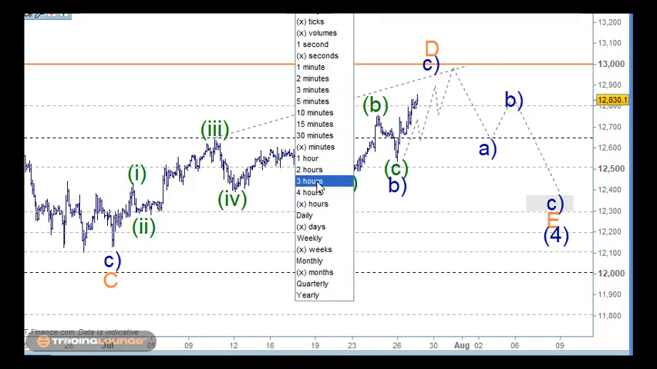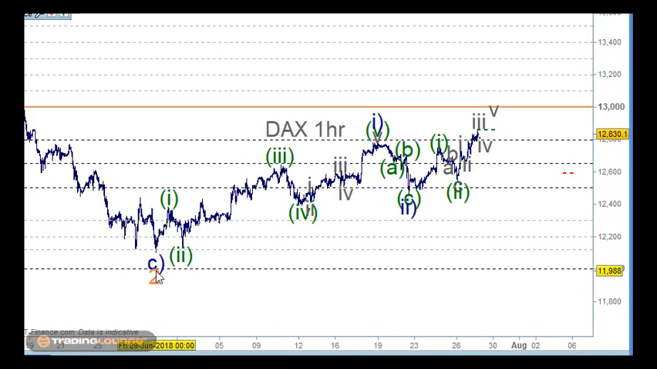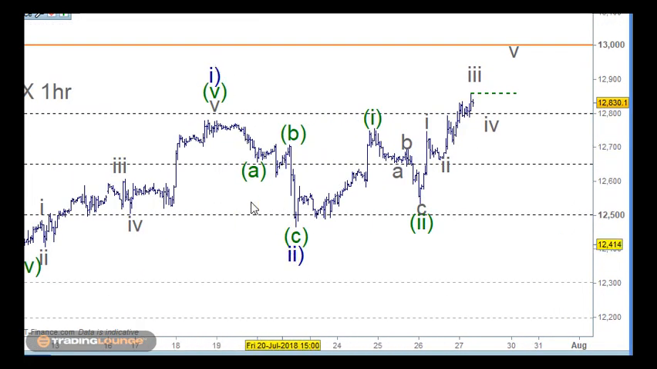So let's go in and have a look at that here on the bullish count. Just squash it up. We've got wave 2 over here, wave 1 and 2. We could probably drag this over here.